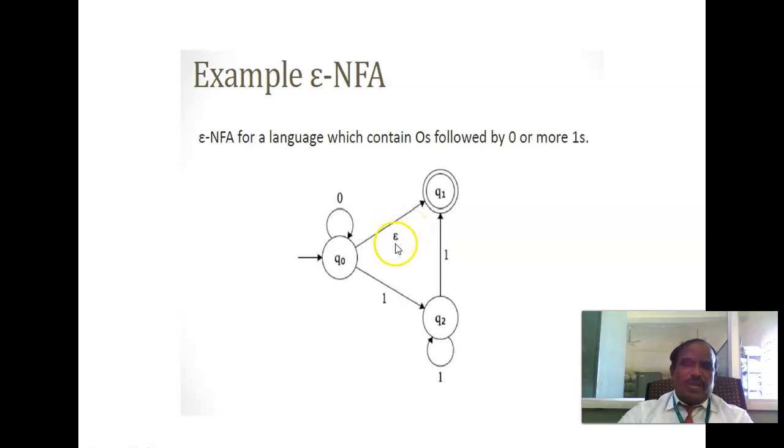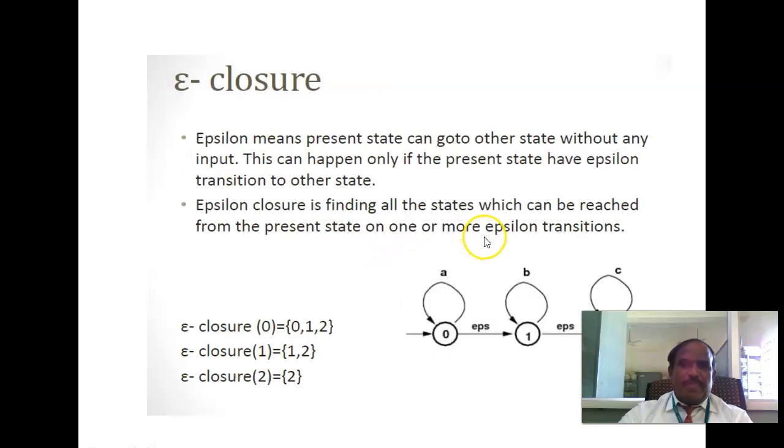What does it mean? Without any actual input symbol 0 or 1, we can move from one state to another state. That is the use of the epsilon input. Its length is 0; it is not an actual input. Moving from one state to another state with an empty movement is called epsilon NFA.